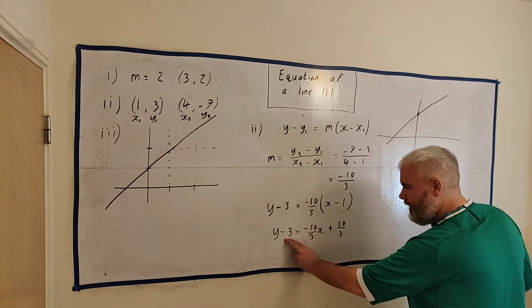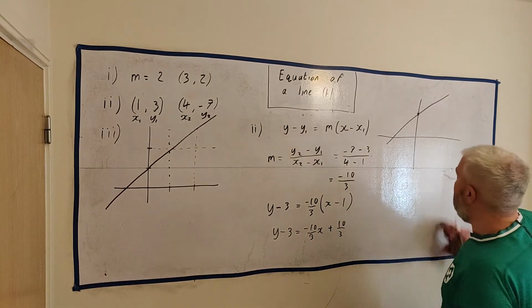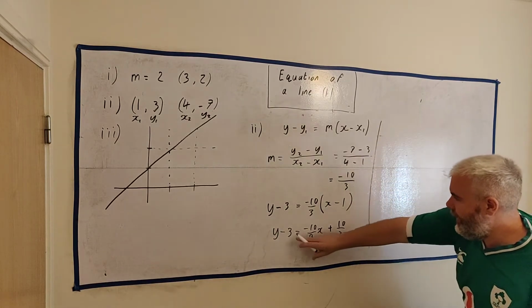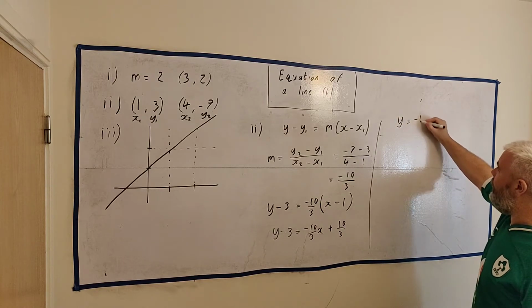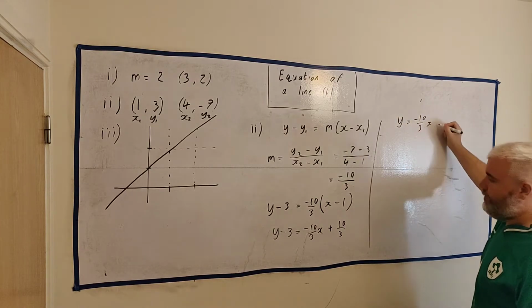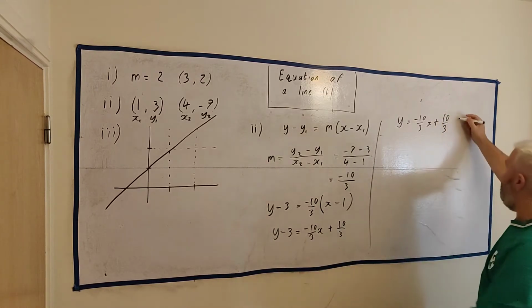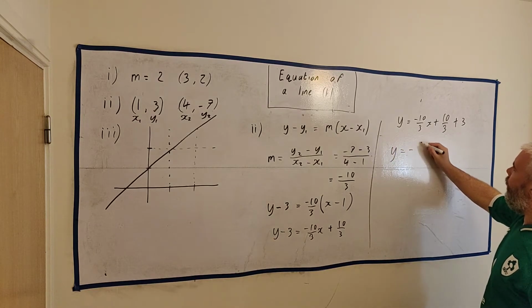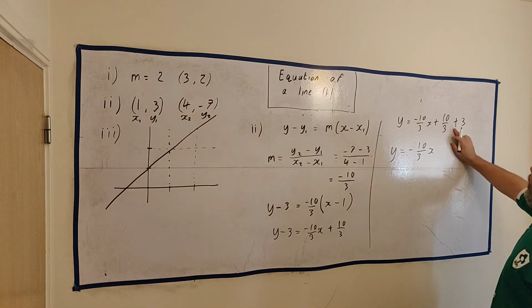Actually no, I wouldn't like to leave these two numbers here. Let's combine them together. Let's first rub this out. Just give me a bit of room. So if I add 3 to both sides, I get y is equal to minus 10 over 3x plus 10 over 3, and then add 3 plus 3. So let's clean this up. Y is equal to minus 10 over 3x.